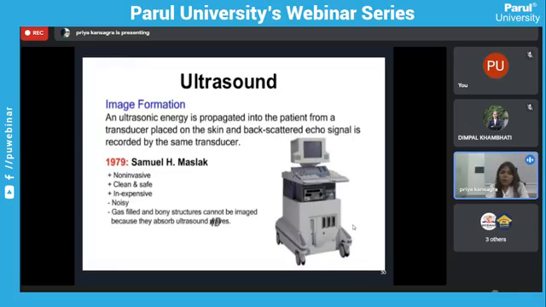It is a totally non-invasive process. It is safe and clean. It is inexpensive. It is noisy, and gas-filled and bony structures cannot be imaged because they absorb the ultrasound wave. Bone structures can be imaged in CT, X-ray and MRI, but in ultrasound we cannot. That is a disadvantage of ultrasound. But there are other things, like echo processes, that we can do through an ultrasound machine.